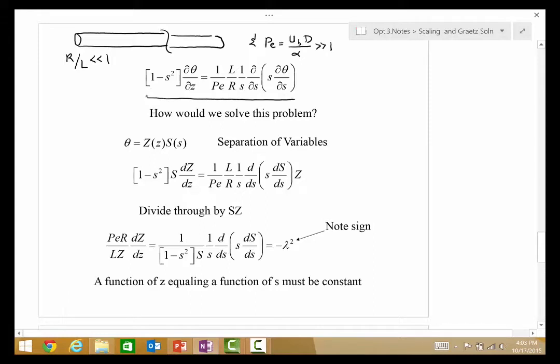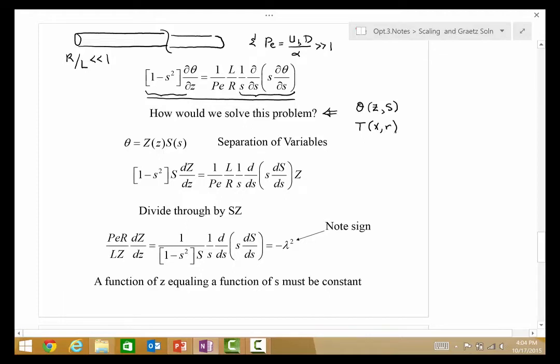We understand that the first term here represents the physics of fluid flow, and the term on the right-hand side represents the physics of diffusive or conductive heat transfer. The solution of this problem would provide us theta as a function of axial distance z and radial distance s. We know that this is a map in a dimensional sense to T of x, r.